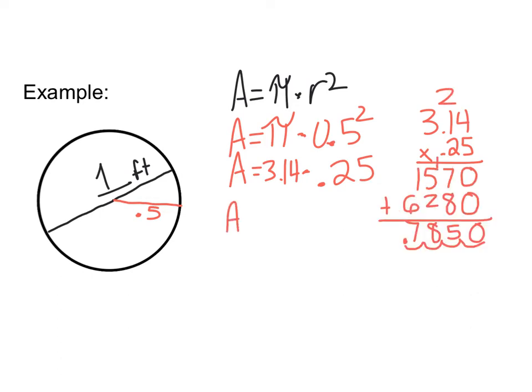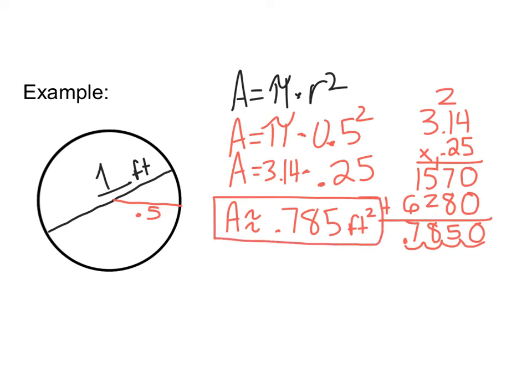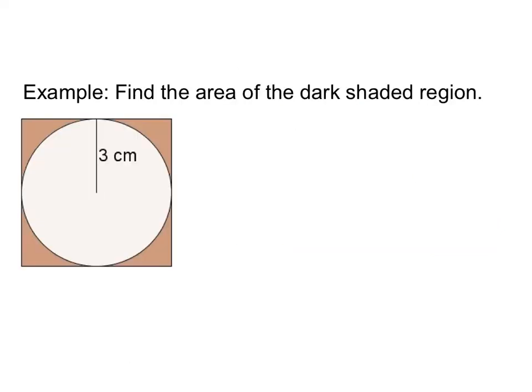So then we can do that, which gives us an area of approximately 0.785. And that was feet squared. Now let's look at how I might try and make this a little bit tricky. So I'd like you to try and find the area of the darker shaded region. So that would be all those corners added up.